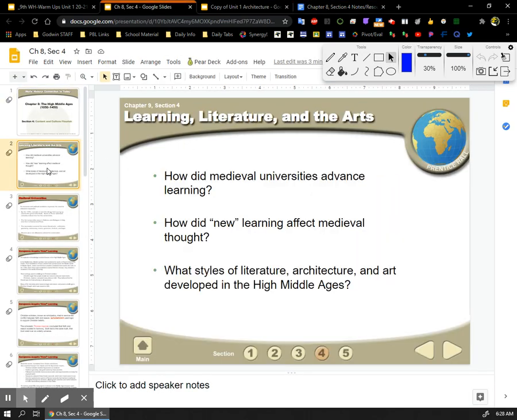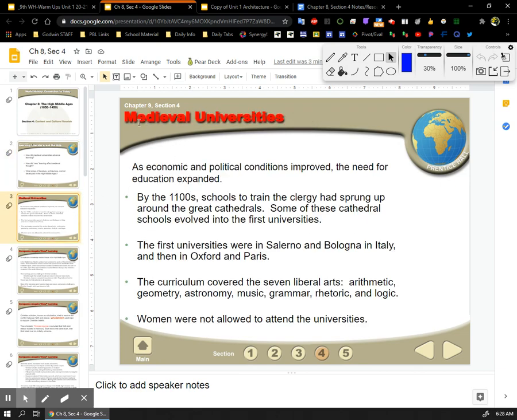Okay. So the three things that we're going to be focusing on during this lecture are: how did medieval universities advance learning? How did new ideas affect medieval thought? And what styles of literature, architecture, and art developed in the High and Late Middle Ages? For the first box, medieval universities.